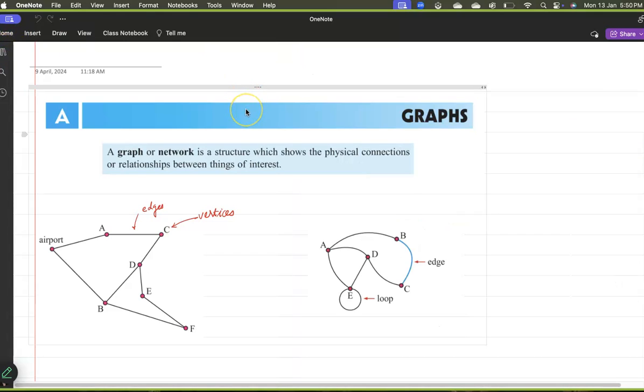So what are the things that you need to remember? A graph or a network is a structure which shows the physical connection or relationship between things of interest. These are the vertices, the monuments would be the vertices, and the roads would be the edges. Correct? So these are the edges. This is an edge. This is a loop.